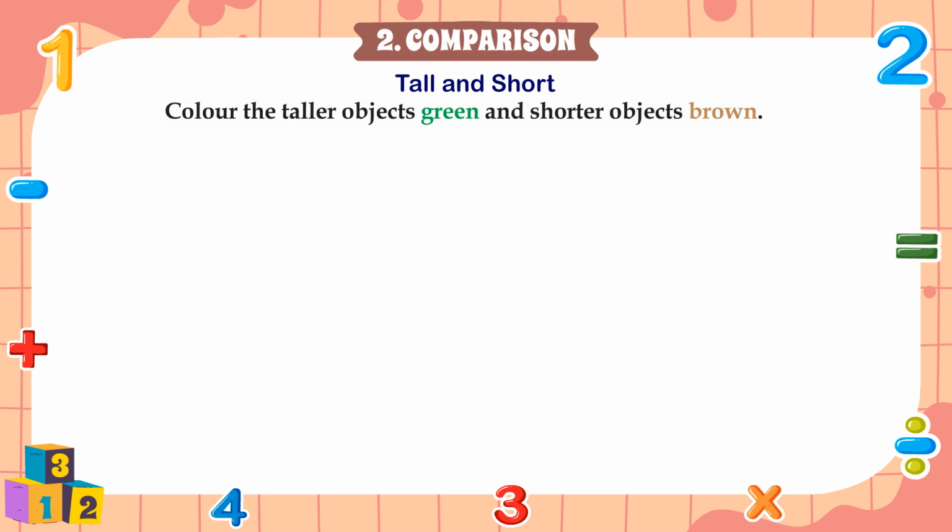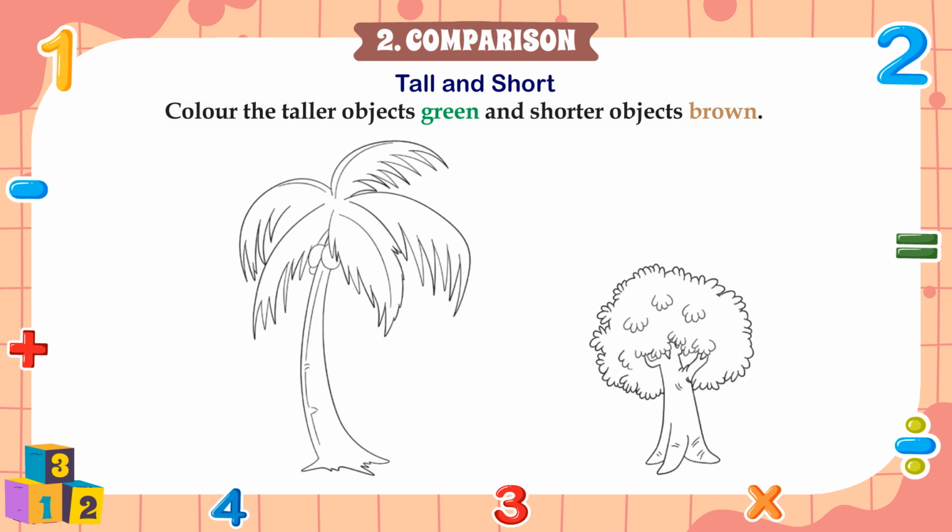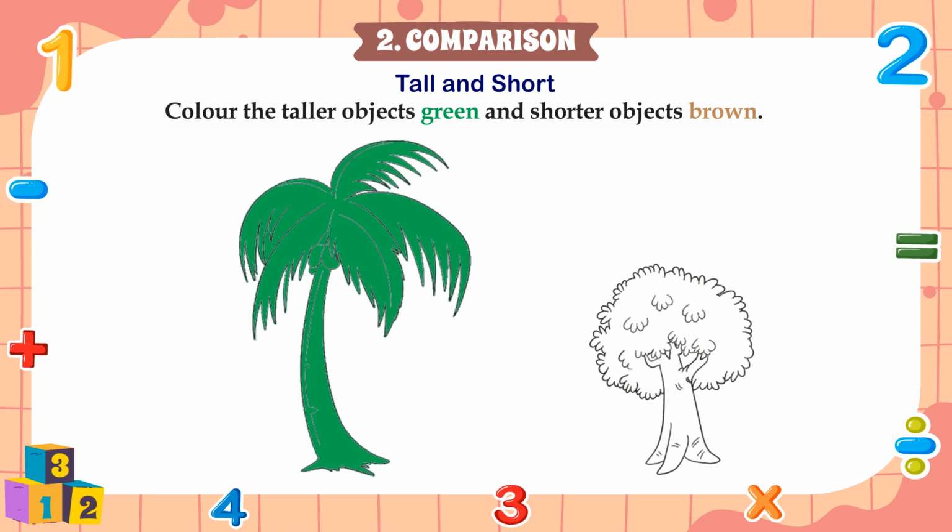Now let's color the taller objects green and shorter objects brown. Which tree is taller? Yes, the tree on the left is tall, so we need to color it green. And the tree on the right is short. Let's color it brown.